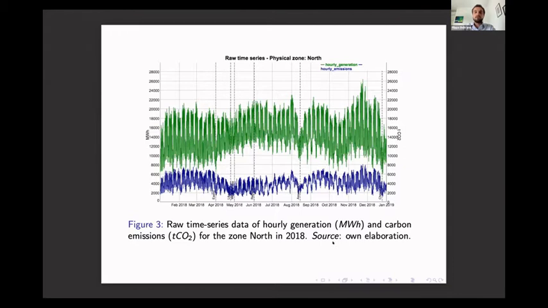This is the visual representation of hourly generation and hourly emissions for the physical zone north. And the first symptom of fractional co-integration is that there is a kind of co-movement between our two time series variables that is not complete throughout the sample period we analyze. So this is the first idea behind the fractional co-integration, which needs to be tested, of course.